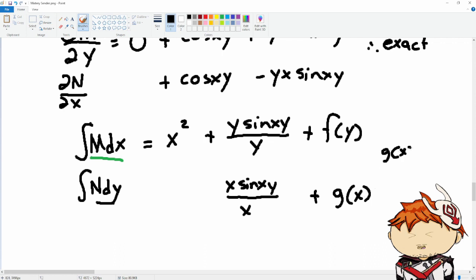So g of x is x squared because this is the only x term at the opposite side, and f of y is 0 because there's no y term on the opposite side. We could cancel this, and this is the similar term, the sine xy.